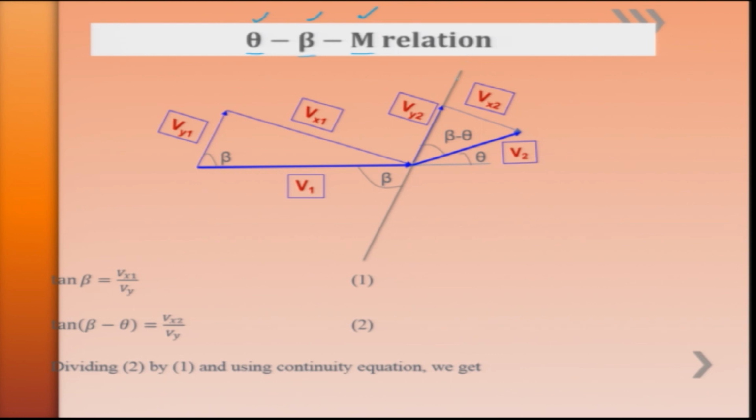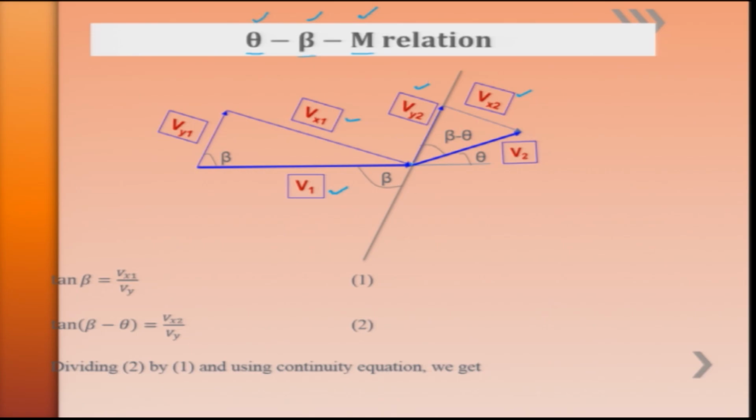Again, I am redrawing here the oblique shock and resolving the velocity components as shown in this figure. V1 is the upstream velocity, Vy1 I am drawing parallel to the shock wave, and Vx1 is our normal component of velocity upstream. Similarly, on the downstream side, V2 is the velocity coming from the wave, and I am resolving this into the normal component and the tangential component.